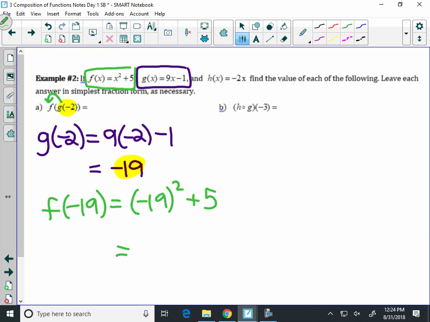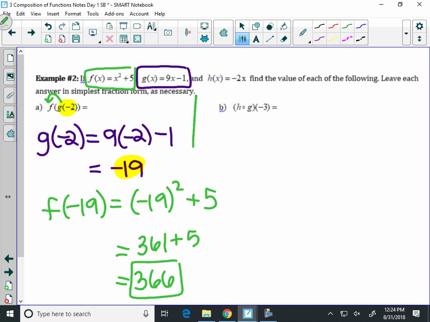Negative 19 squared plus 5. What do you get? 366. So negative 19 squared is 361, plus 5 is 366. Not too bad so far? All right, what about b, though?